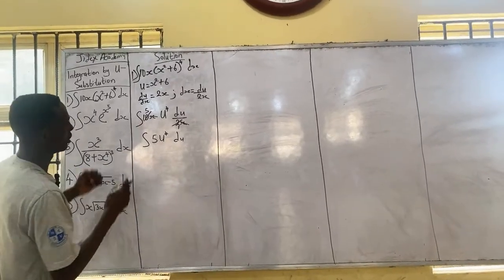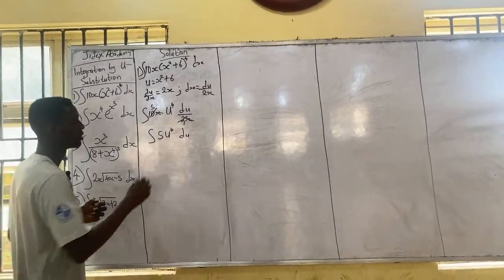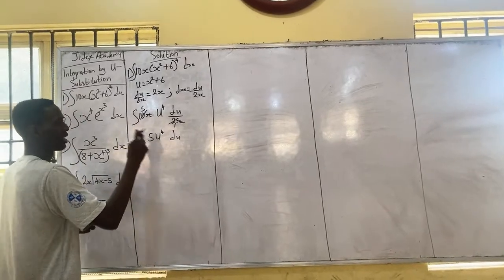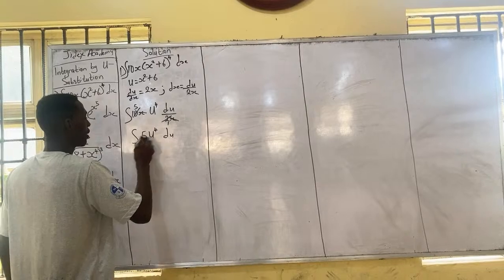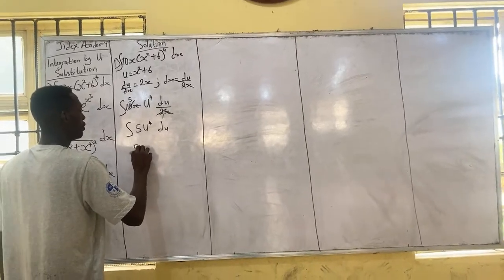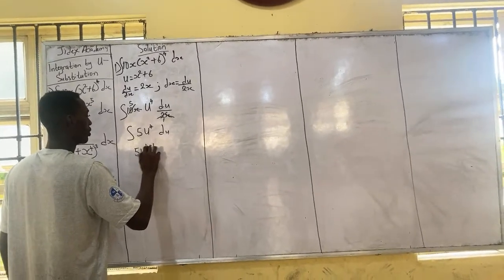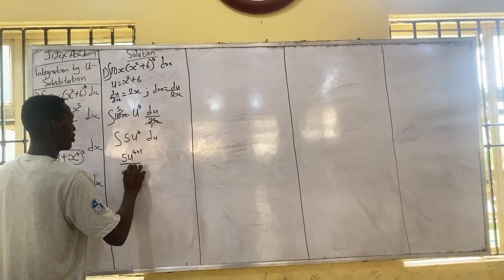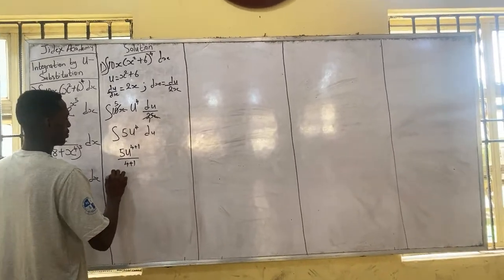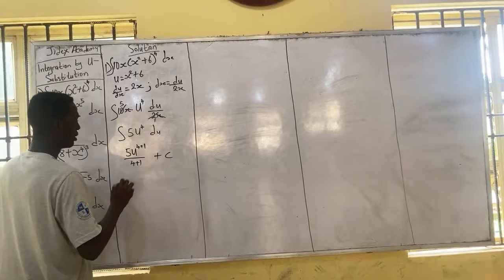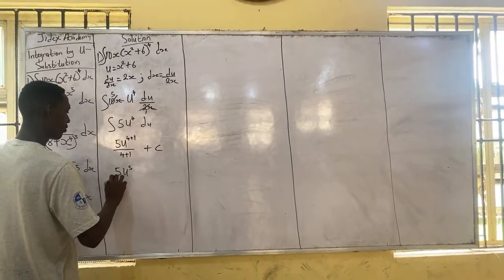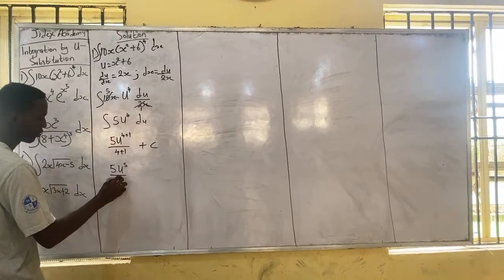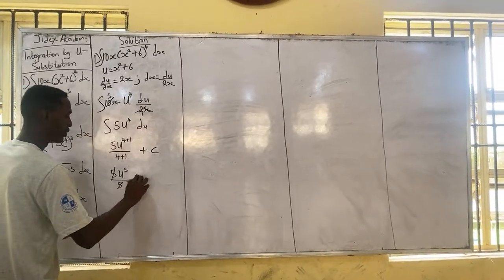Once you are done with this, what do you do next? You can either take the constant out or you do it directly. Either way it will work. If I integrate this, it will be 5u to the power of 4 plus 1 over 4 plus 1, then we add our plus c. So this will be 5u to the power of 5 over 5. Your 5s will cancel each other, plus c.